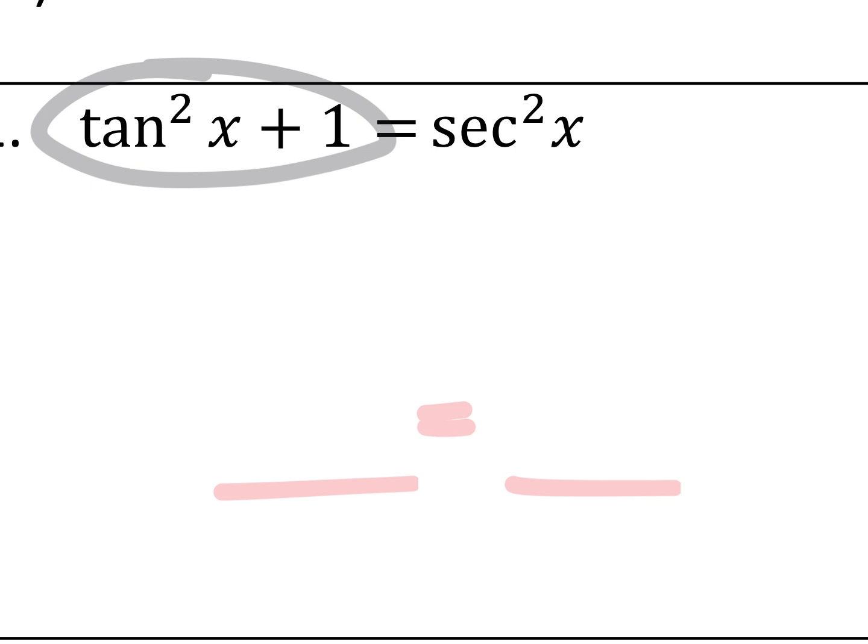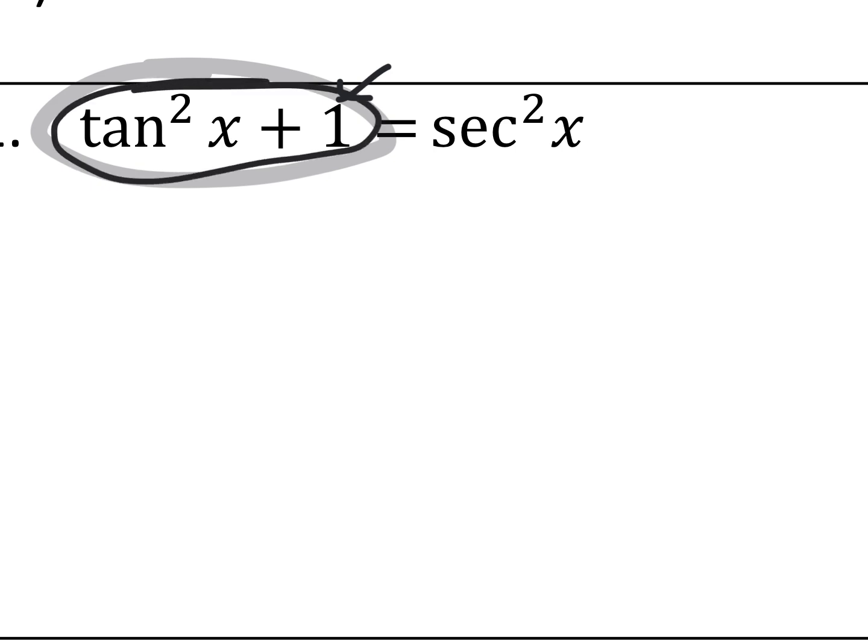So then I could go a really complicated roundabout way to prove this thing. I could replace 1 with sine squared plus cosine squared, and then eventually, after a ton of work, I could get to secant squared. Or, there is a Pythagorean identity on the sheet that says 1 plus tangent squared is secant squared. It's just on the sheet, like it says that. So I can just go right to secant squared equals secant squared.